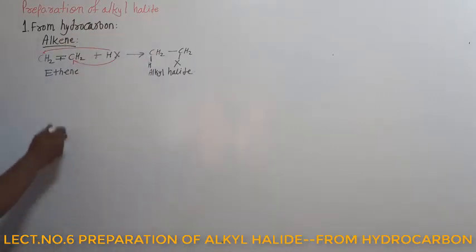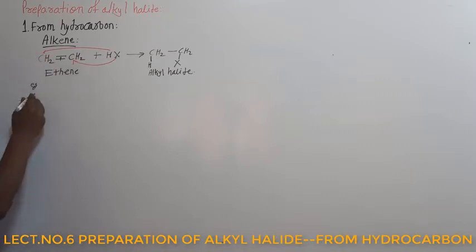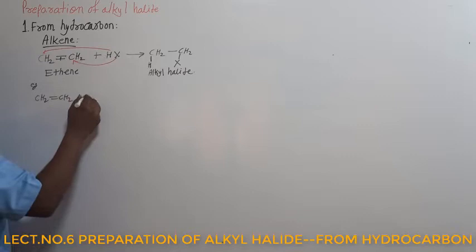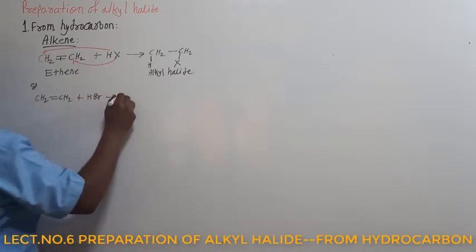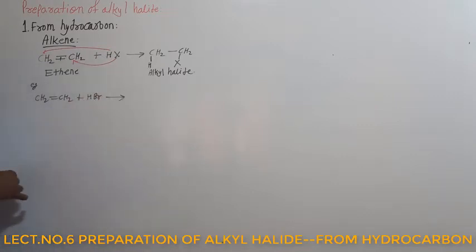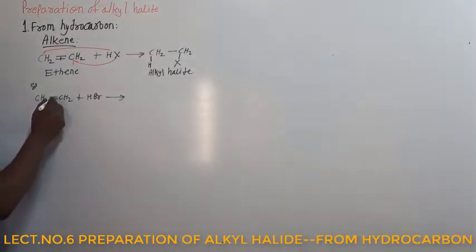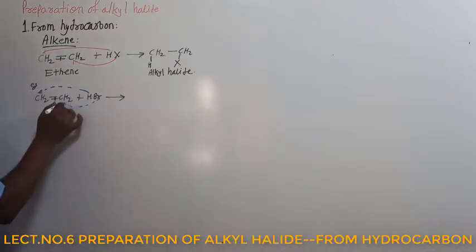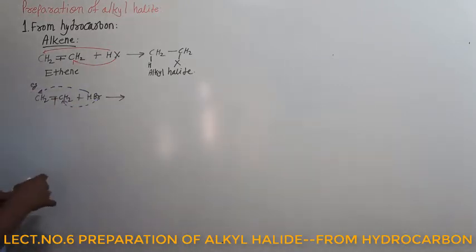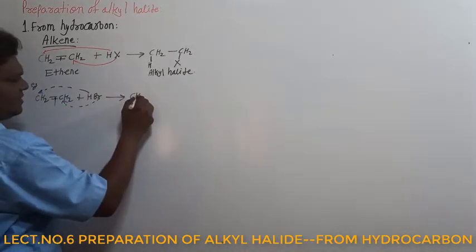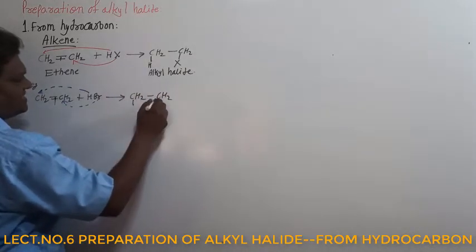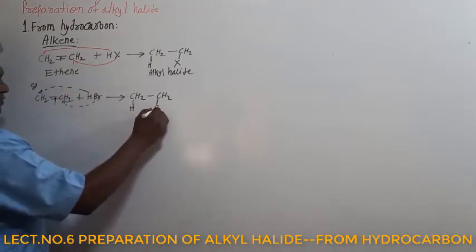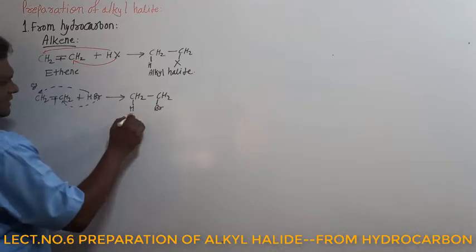Let's start the example first. Instead of HX, if you write HBr, let us see what you are going to get. As usual, first this bond is going to break. Hydrogen atom will attach to the first carbon atom, bromine will attach to the second carbon atom. We will have CH2 single bond CH2, with a single bond free on each carbon atom. So hydrogen is attached to the first and bromine to the second. This is called ethyl bromide.